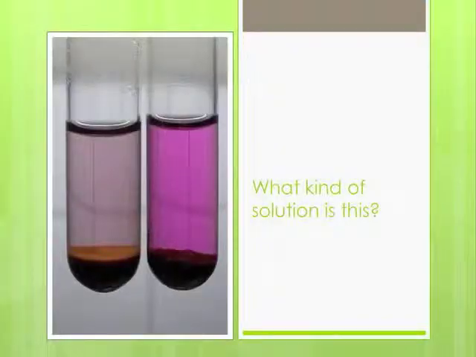So what kind of solution is this? And you can actually tell by looking at it. Because there is solute at the bottom, we know that this is a saturated solution, because it cannot dissolve anymore. If it was unsaturated, there wouldn't be any solute at the bottom, because it could still dissolve it. If it was supersaturated, you still wouldn't see the solute at the bottom, because it would all be in the liquid.